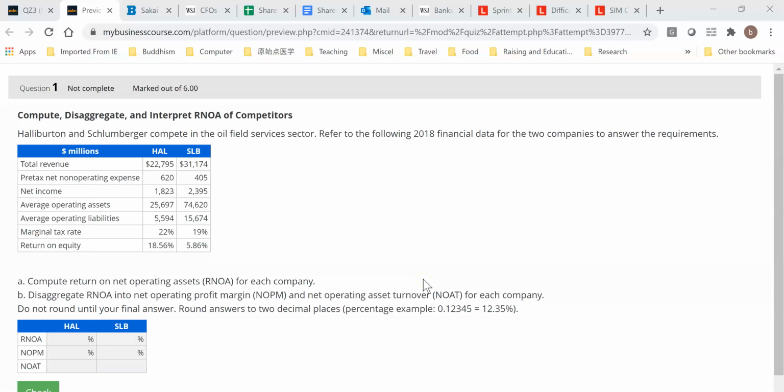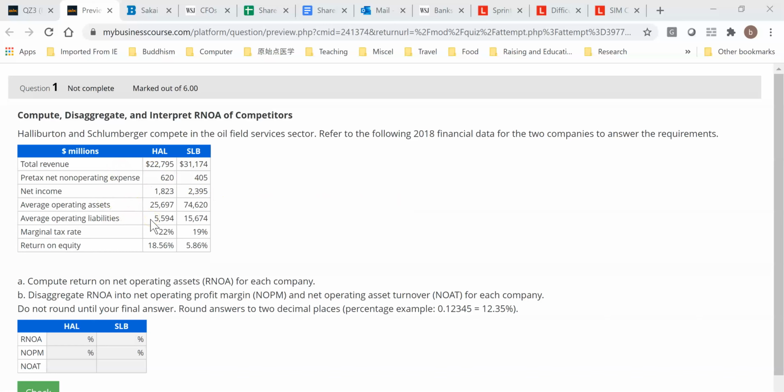This is question number 3 on the quiz 3 for module 3. So this question is basically asking us to get the return on net operating asset and decompose this into the NOPM and NOAT. So this is sort of a standard exercise, but what's not so standard is this information provided.